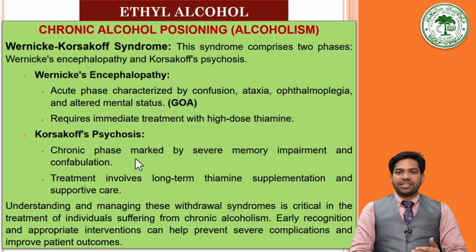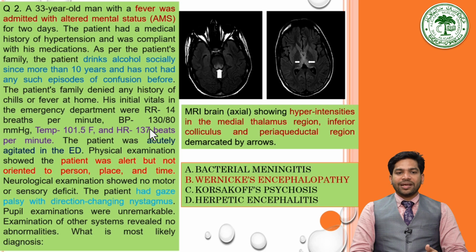Then the case that we discussed at the start, now you can make the diagnosis. Here a 30-year-old male with a fever was admitted with altered mental status for 2 days. The patient had a medical history of hypertension and was compliant with his medication. So this hypertension is separate, his medical history apart from the alcohol. As per the patient's family, the patient drinks alcohol socially for more than 10 years and has not had any episodes of confusion before. So now he is presented with confusion.